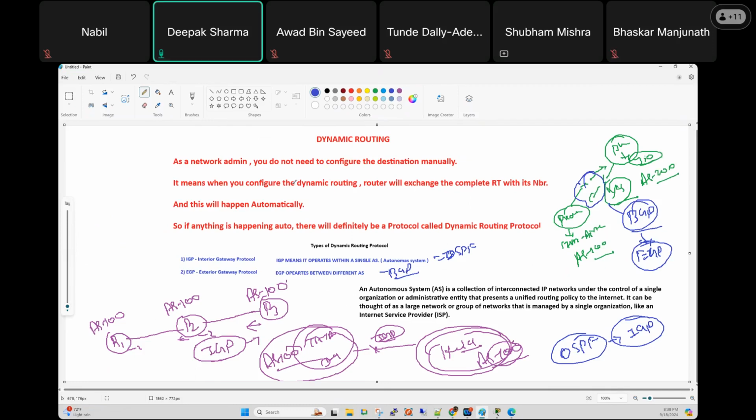Sir, OSPF and EIGRP are examples of IGP. Okay. Sir, where is static used and where is dynamic used? Dynamic is using this concept, but where is static used?